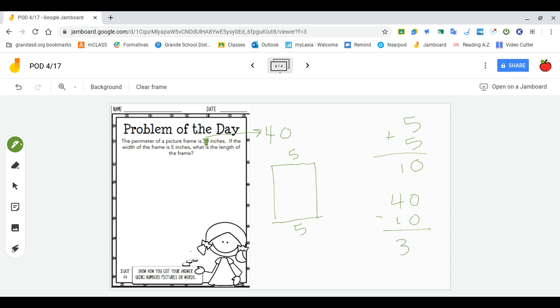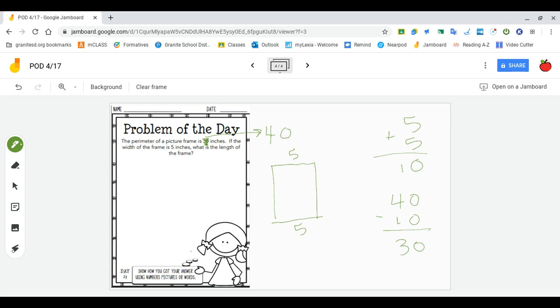is 30. And I need to split the 30 between this side and this side because I can't just have 30 on one side or else it's not a picture frame because it would only have the 3 sides. If it was 30 here and 30 here, it would be way bigger than 40 because it would be 30 and 30 and 5 and 5, which is more than 40. So I have to split the 30 evenly between this length and this length.